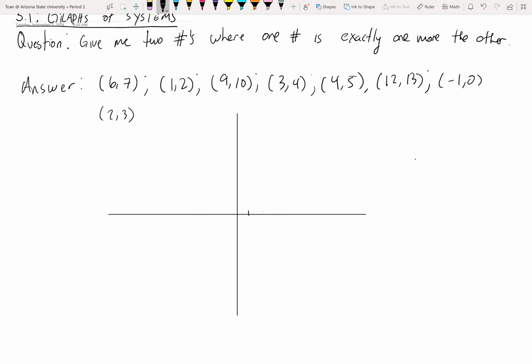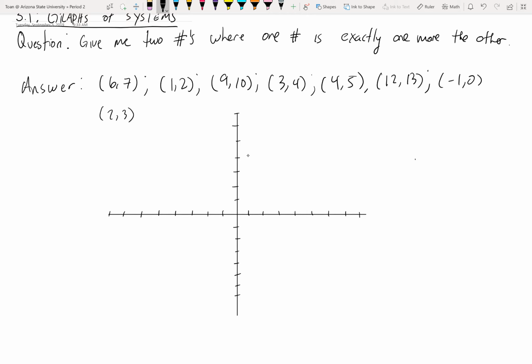So let's see, 2, 3, 4, 5, 6, 7, 8. Looks like I can fit 8, so I'll go up to 8. 1, 2, 3, 4, 5, 6, 7, 8. 1, 2, 3, 4, 5, 6, 7. 2, 3, 4, 5, 6, 7. I'm breaking the cardinal rule of not doing a square graph. But here's an 8 by 7 coordinate grid, and let's just plot it.